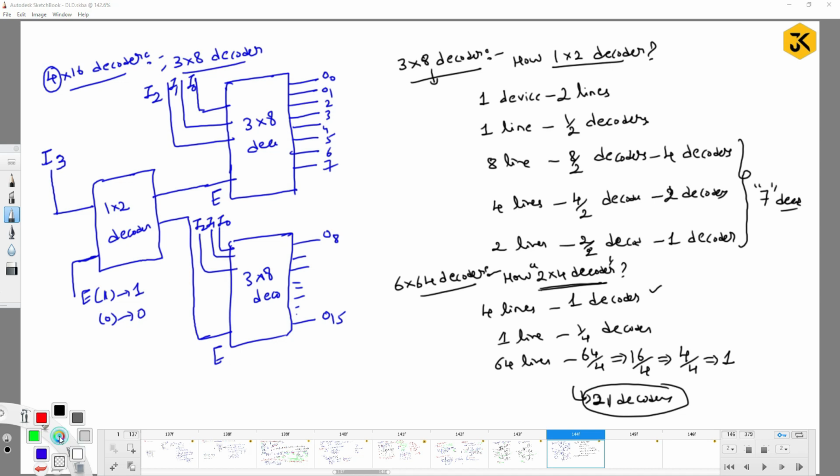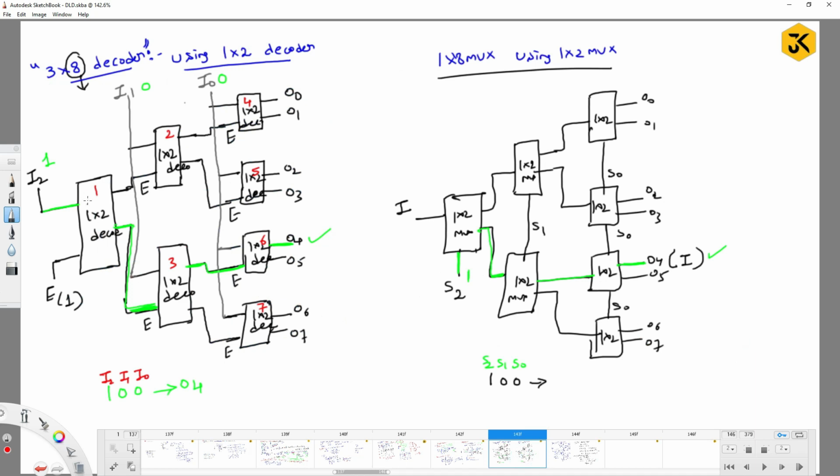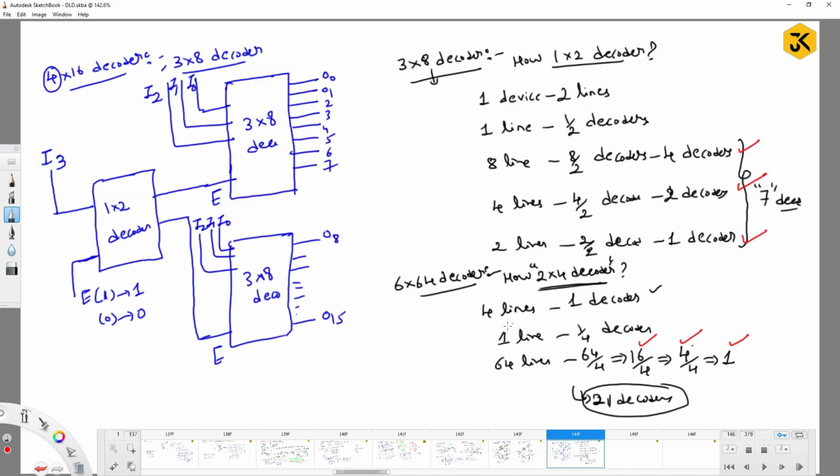And how many levels are there? 3 levels, right? So this is level 1, level 2 and level 3. At level 1 we have 1 decoder, at level 2 we have 4 decoders, and at level 3 we have 16 decoders, right? So this is what we did. In the other case, level 1 requires 1 decoder, level 2 requires 2 decoders, level 3 requires 4 decoders. In total you have 7 decoders, right?